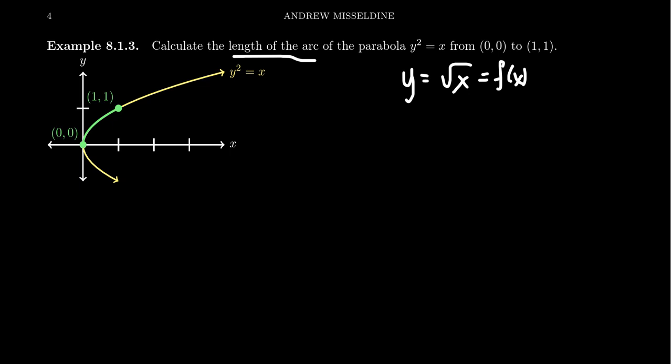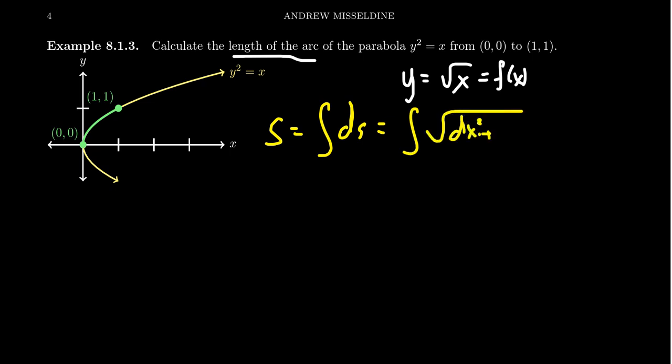by the arc length formula we saw before, you get s equals the integral of ds, which equals the integral of the square root of dx squared plus dy squared, and you can go from there. We saw previously that if you factor out the dx squared in this equation, you end up with the integral of the square root of 1 plus f prime of x squared dx.